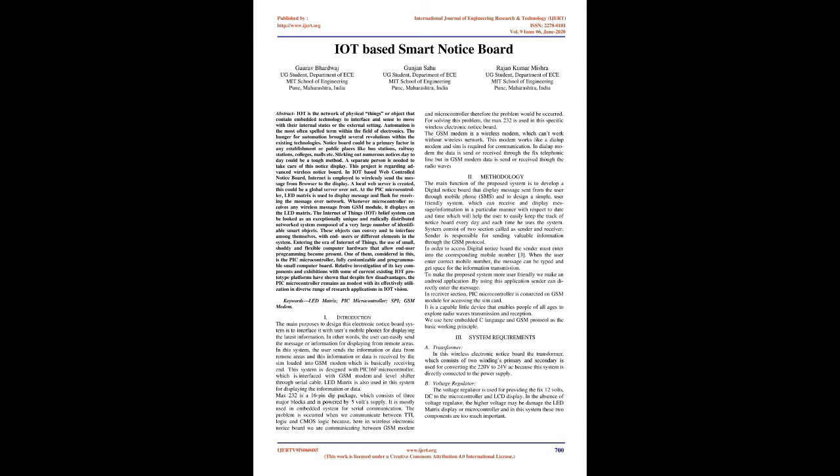This system is designed with a PIC16F microcontroller, which is interfaced with the GSM modem and level shifter through a serial cable. An LED matrix is also used in this system for displaying the information or data. MAX232 is a 16-pin DIP package, which consists of 3 major blocks and is powered by a 5-volt supply. It is mostly used in embedded systems for serial communication.